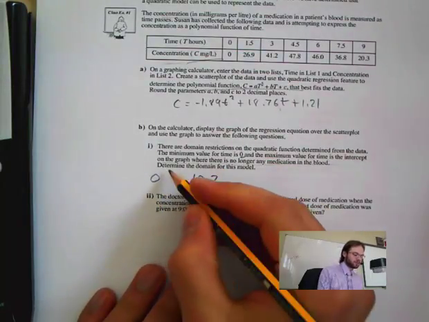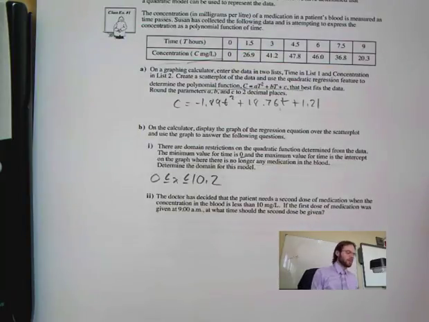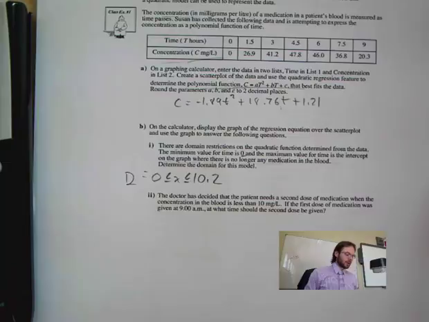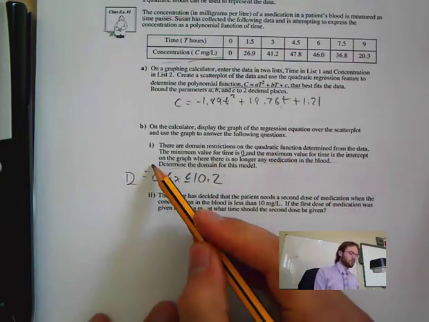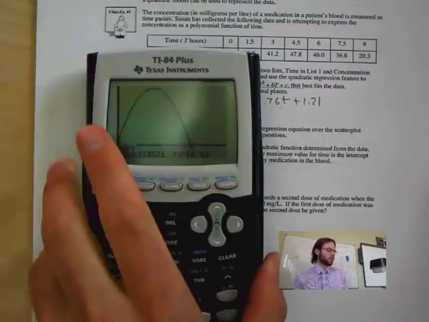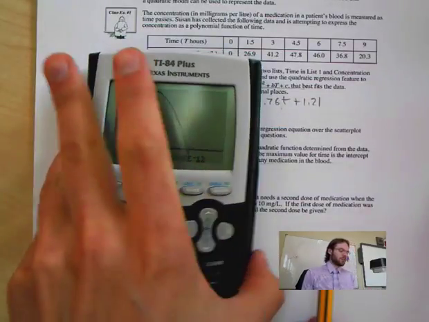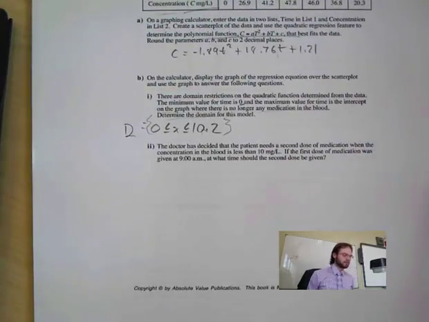So we get from 0 to 10.2. So x has to be greater than or equal to 0, but less than or equal to 10.2. That is my domain. Now, what is my range? Okay, so it says determine the domain for this model. Because we go from 0, when the time starts, we can't have less than 0, and after 10.2 hours, we'll run out of concentration, the medicine.